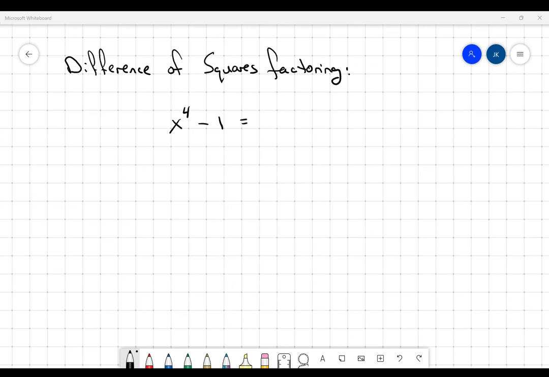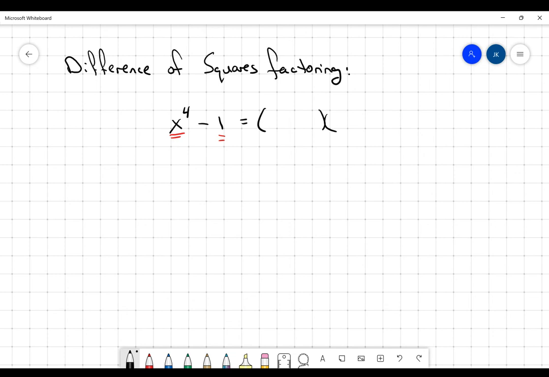So I'm looking at the expression I've got here. I see two terms with a subtraction in between. That's awesome. I know I can make that into a difference of squares. And I notice that my first term, x to the fourth, is a perfect square, and so is 1. So that actually makes this a little bit easy to work with.